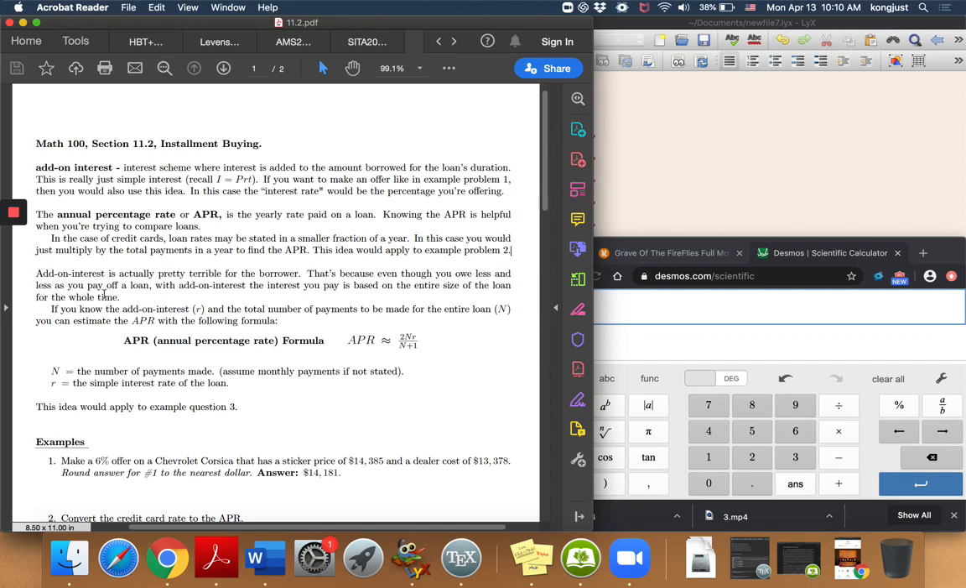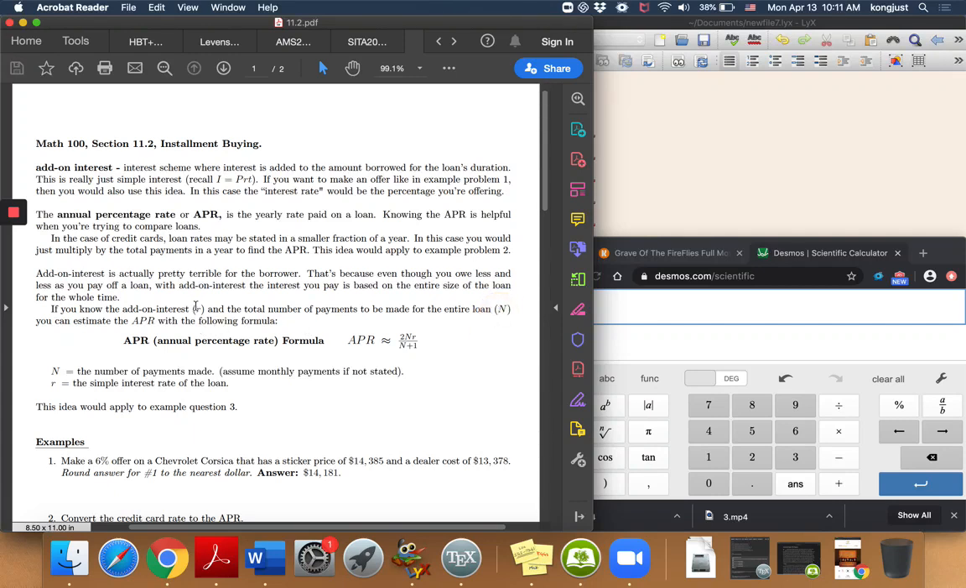Add-on interest is really terrible for the borrower. That's because even though you owe less and less as you pay off a loan, typically with add-on interest, your interest is paid on the entire size of the loan for the entire duration. And so you're really paying a bad interest rate if you think about it. If you know the add-on interest rate R and the total number of payments to be made for the entire loan, that's capital N, different from last time when we had small n for compounding in a year. Big N is over the entire period, so it includes the time T kind of hidden in there.